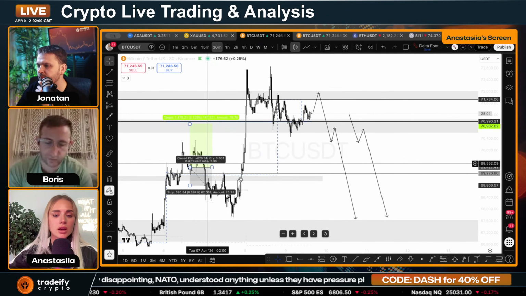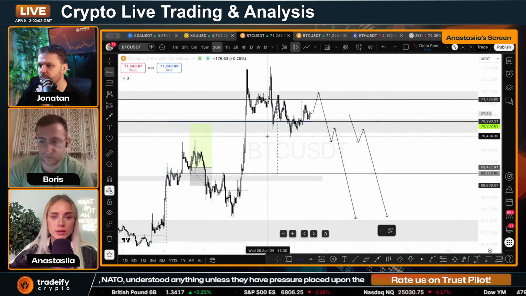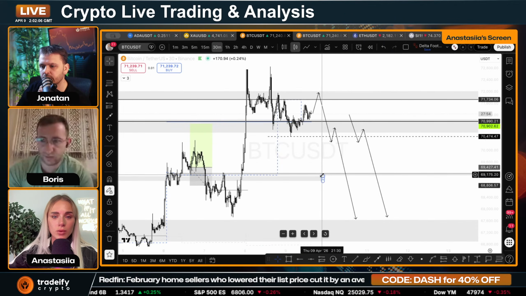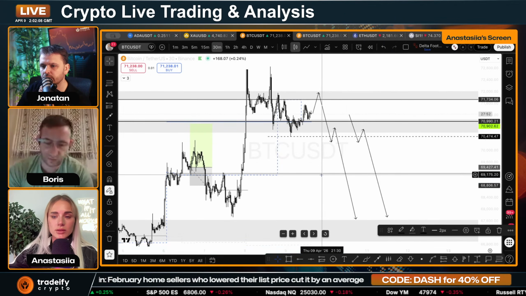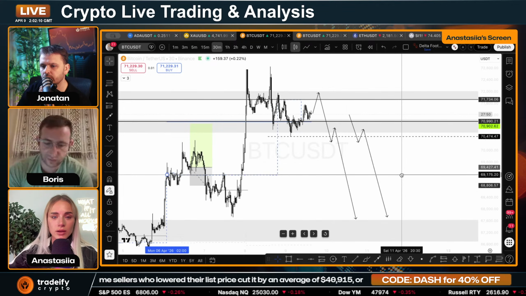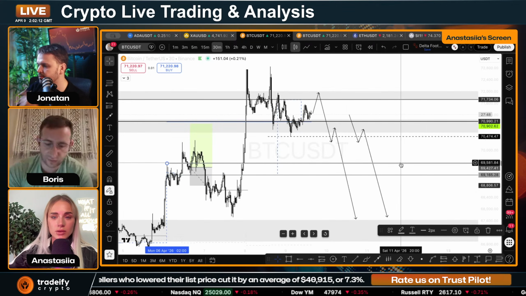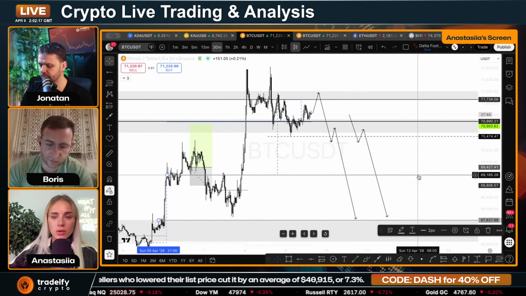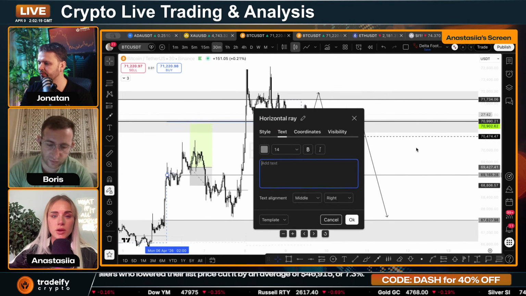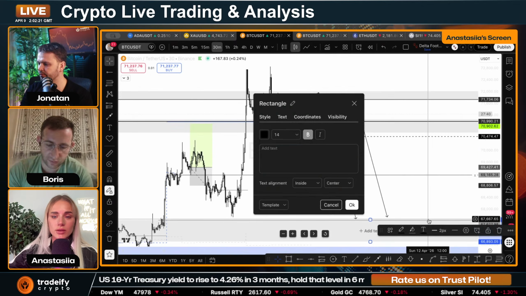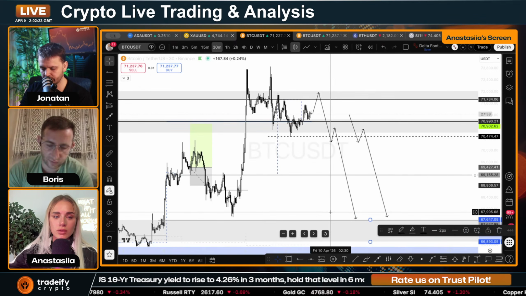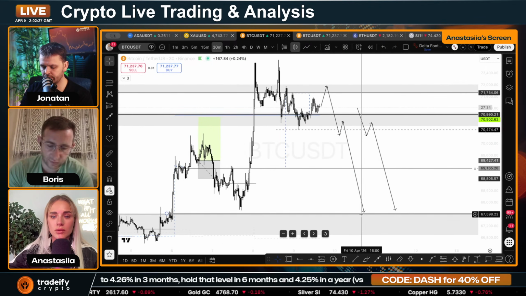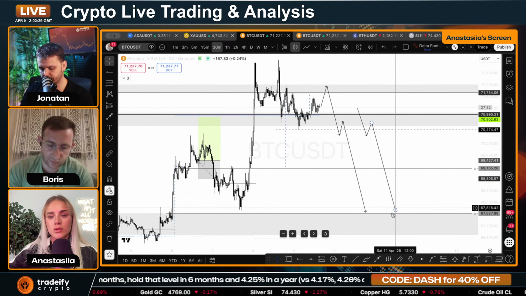So let me just highlight this level. So this is the break that I'm waiting for. And this is one of my target zones. So that's the first target zone, and that's the second target zone on the previous low. So this is first, and this is second. Okay, not like this, just like this. Here we go. So this is second.